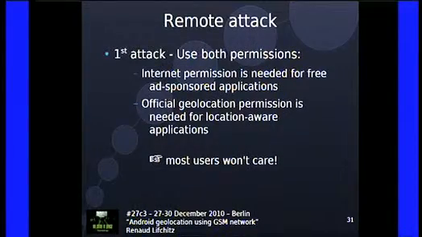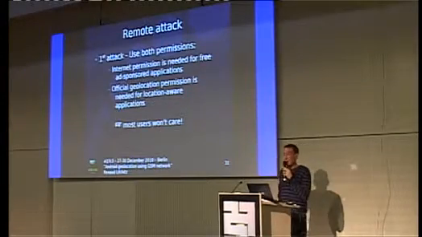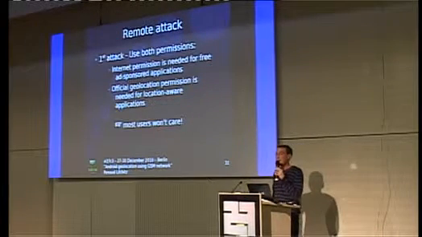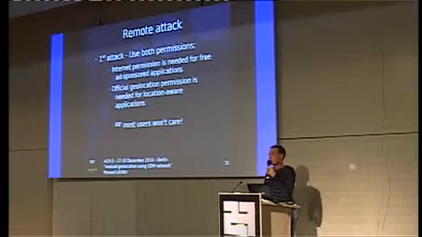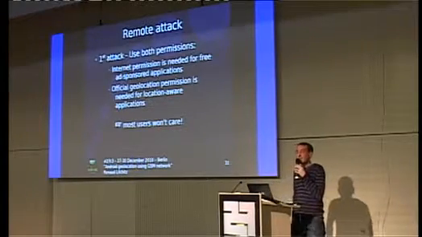So the first attack is using both permissions. Okay, most users, in fact, won't care. Most users don't look at permissions and will install a game which uses the location permission and the internet permission, even if the game isn't related to internet or to location at all. Okay, I mean, most users don't care. Why? Because internet permission is quite used in Android applications because it's needed for a free ad-sponsored application. For the ad in the game, you need internet permission, right? And geolocation permission is needed for location-aware applications, like when you do a local search in Google for a restaurant, for example, you need the location permission. Okay? So most users won't care. So this is the first naive attack.